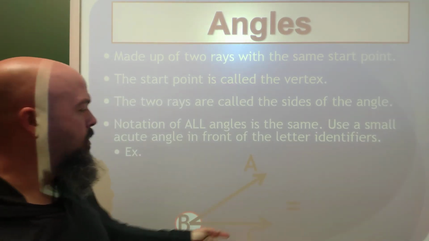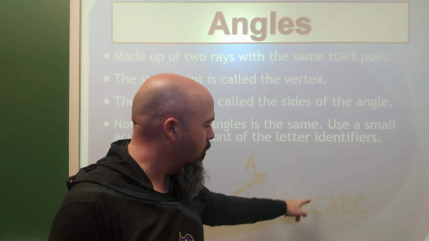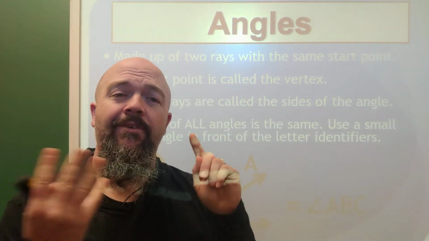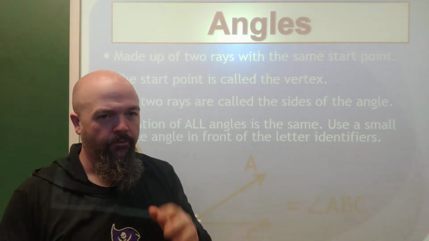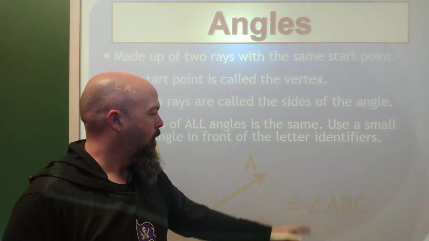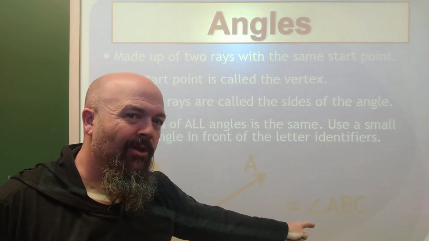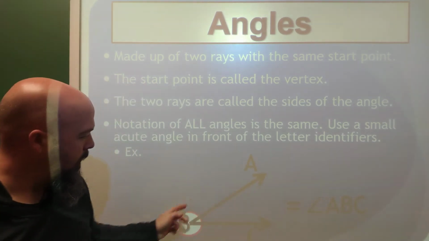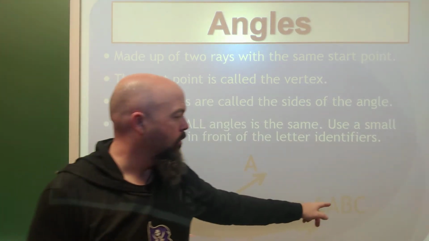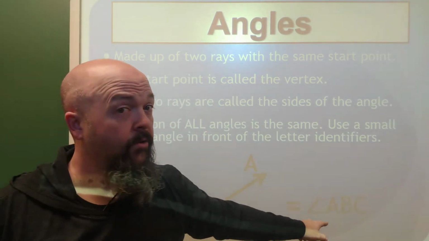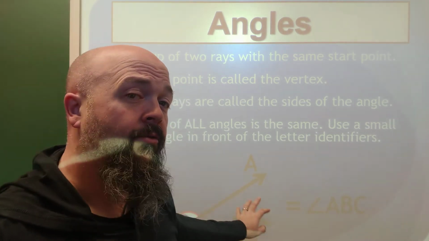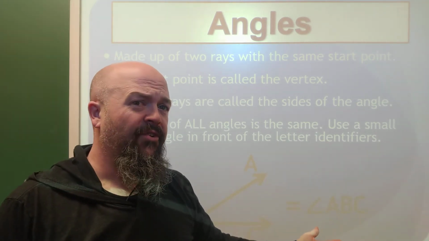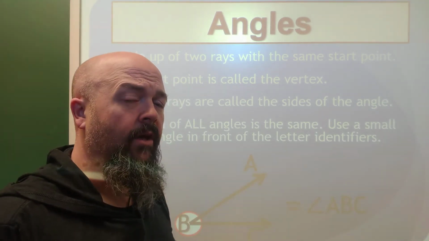Okay? So the notation of that is simply putting a small acute angle in front of it. Even if it's obtuse, even if it's a right, even if it's a straight or a zero angle, and those are all the types of angles we're going to talk about, you always put that little acute angle in front to tell you this is angle ABC. Ordered with the vertex in the middle. Vertex always has to be in the middle. Hopefully they give you letters that make sense. Otherwise it looks weird. Sometimes I've seen angles called CAT where A is the vertex.